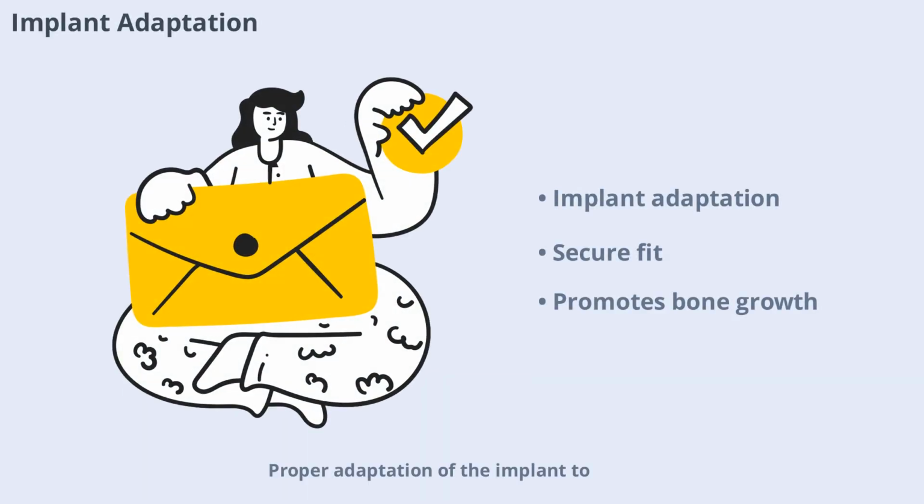Proper adaptation of the implant to the prepared site is crucial for osseointegration. The implant must fit securely within the bone, minimizing gaps and ensuring direct contact. This adaptation promotes bone growth onto the implant surface, facilitating stable integration and long-term success.